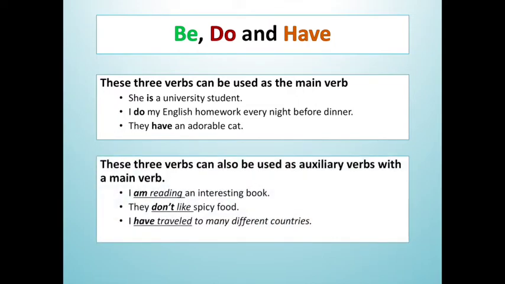But these verbs can also be used as auxiliary verbs with a main verb. For example, I am reading an interesting book. They don't like spicy food. Or I have traveled to many different countries.